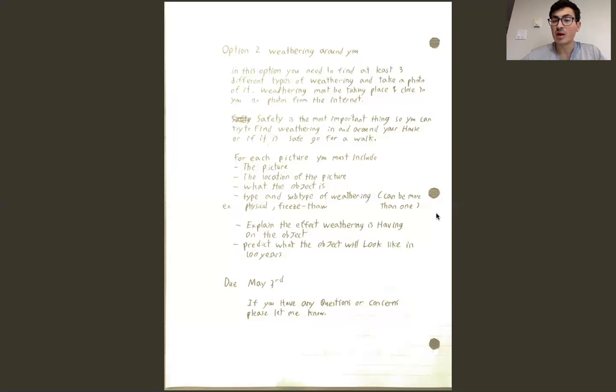So for both of these options, you can choose either one you like. It's up to you. If you have any questions about it, or concerns, please let me know. I'm happy to work with you to find a way to make this work, if you're in a position where this isn't really feasible for you. And I'd like both options to be due May 3rd. So that gives you about 2 weeks to complete the work.